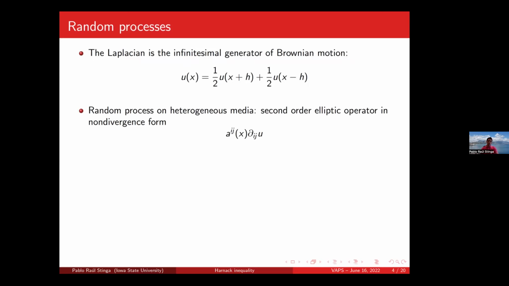So in 2 dimensions, for example, you move up and down, right or left, with different probabilities, and at each point, the probability changes. So there you end up with an infinitesimal generator, which will be a non-divergence form elliptic operator of second order with coefficients Aij.